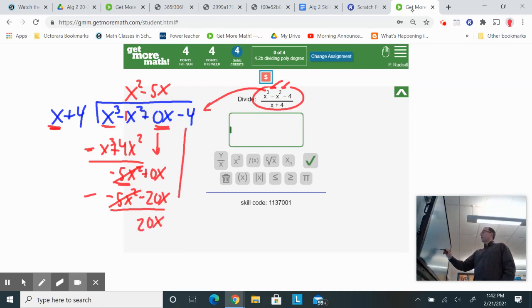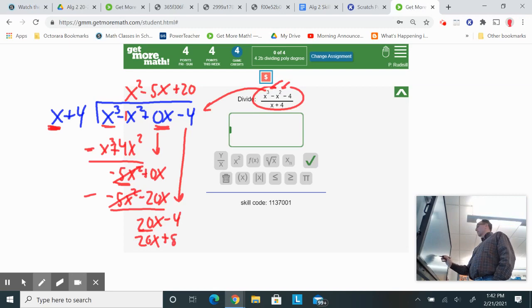But now I still have a negative 4 or minus 4 to bring down. Once again, look at the x. X times what would give me 20x? 20 would. So I do plus 20. Multiply times x is 20x. 4 times 20 is 80. And when I go to subtract here, the x terms are gone, but negative 4, subtract 80 gives you a negative 84. Now what do you do with that? That goes on as a remainder.